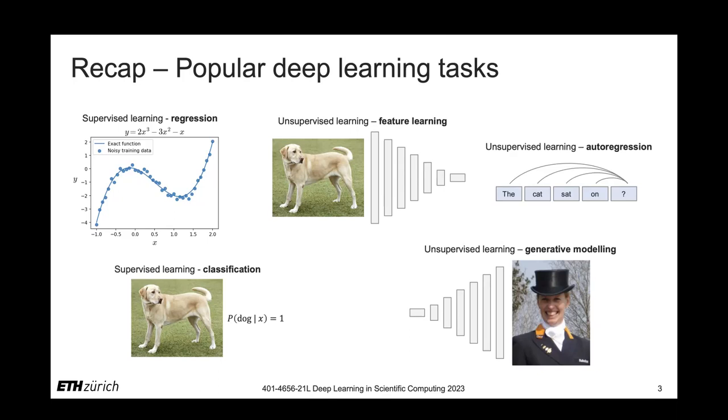Feature learning is trying to learn some salient features of the input. Generative modeling asks, given some training data, can we generate new samples from that data distribution? And autoregression is the task of prediction: given previous values, can I predict into the future?